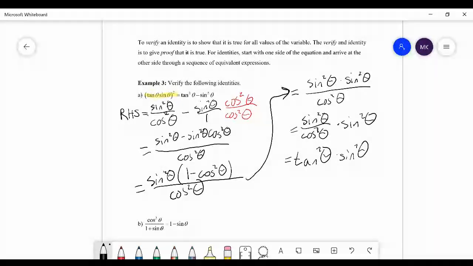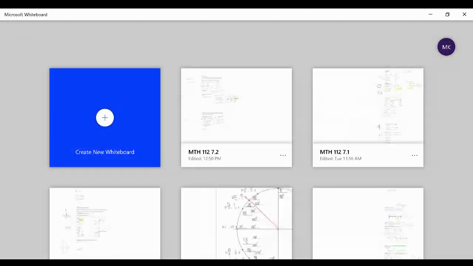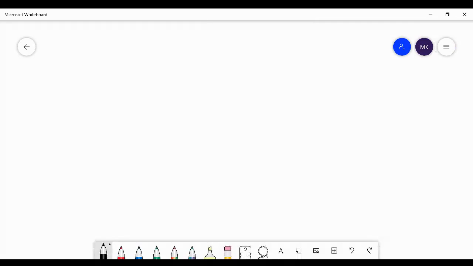Now, we're not done yet. And the reason we're not done yet is because of the way the left-hand side is typed up. The left-hand side is typed up tan theta sine theta squared. But we know, to refresh ourselves, that a times b squared is just, whoops. Sorry about that.